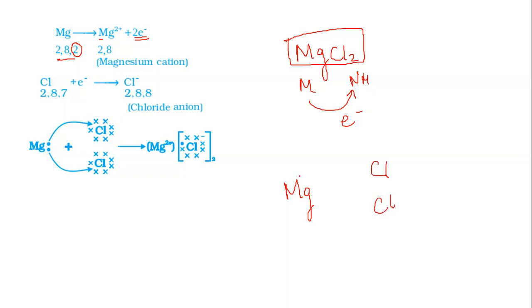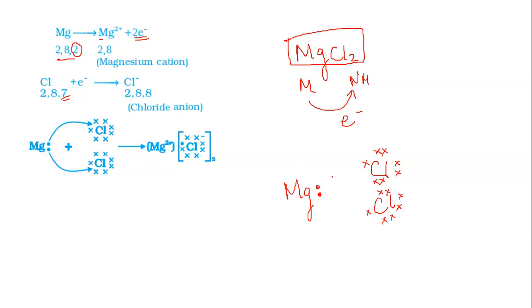So magnesium has 2 valence electrons. We'll show the valence electrons by 2 dots. And to distinguish the electrons of chlorine, we'll show them by a cross. Chlorine has 7 valence electrons and there are 2 chlorine atoms, so we'll draw 7 crosses on each chlorine atom. 7 crosses will show 7 electrons.